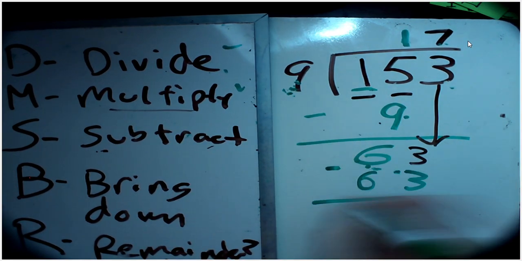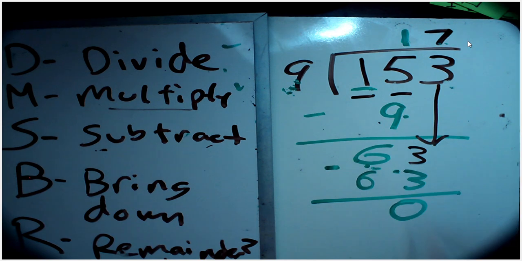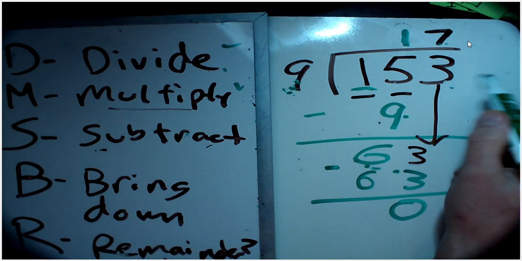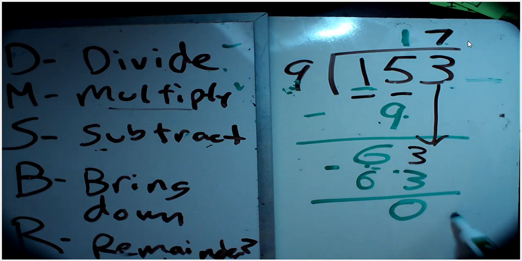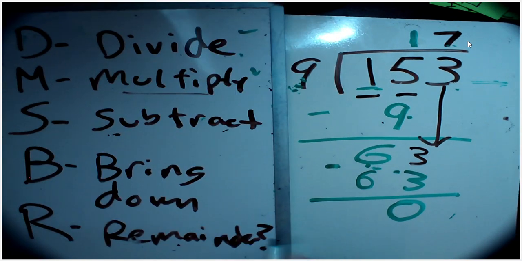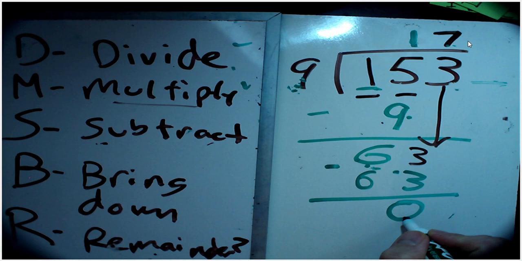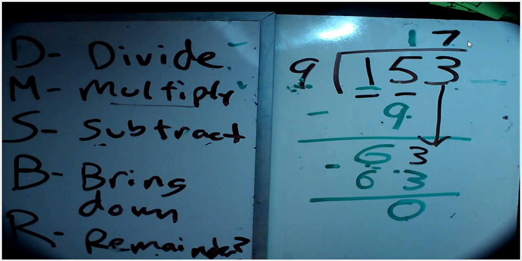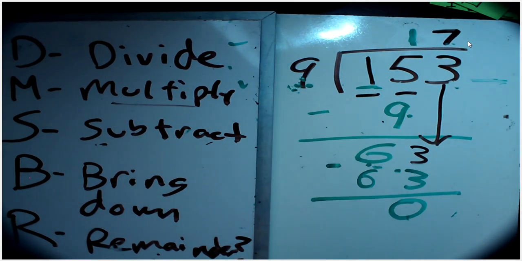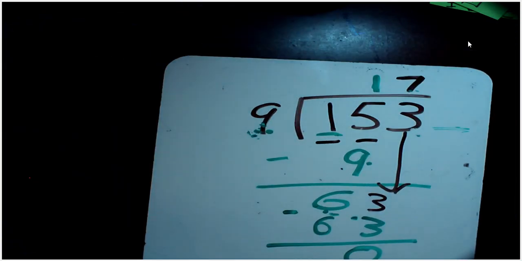63 minus 63 is 0. We look to bring down any numbers. Well, we don't have any numbers next door to bring down. We look to see if there's a remainder. We have 0 left over. 0 is less than 9. 9 can't go into 0. We have no remainder. So your quotient would be 17.